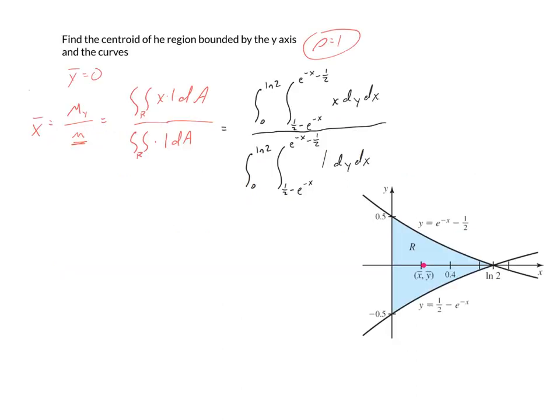Hi everyone, in this video we will be completing the remainder of section 15.6. In class we left off in the middle of an example where we had to find the centroid of a region. We already established that y bar is equal to 0 because it's symmetric above and below the x-axis.